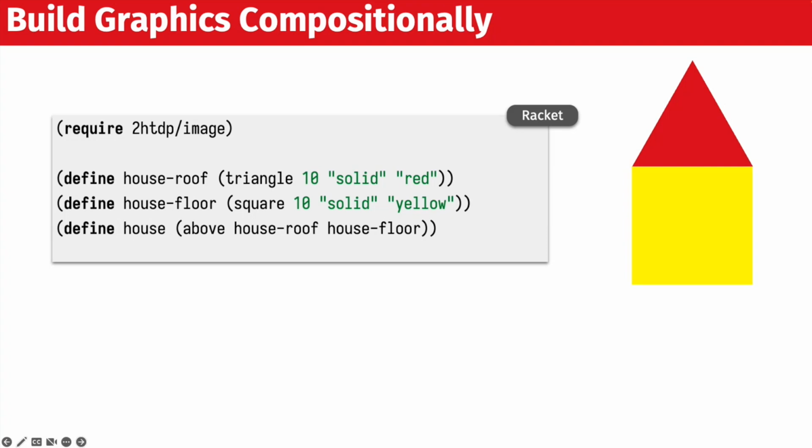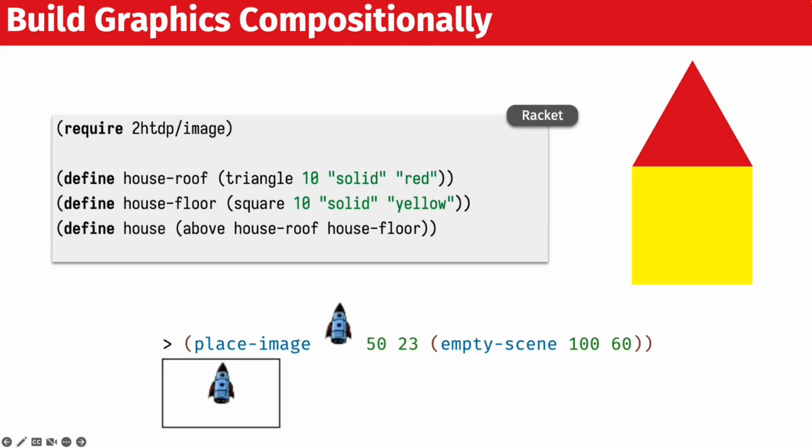It's creating a triangle, it's creating a square, and then it's putting the roof on top of the floor. This is all good and fine. The problem is this library, this graphics library that is included in Racket, is also used to do physics simulation, especially for, again, building games.